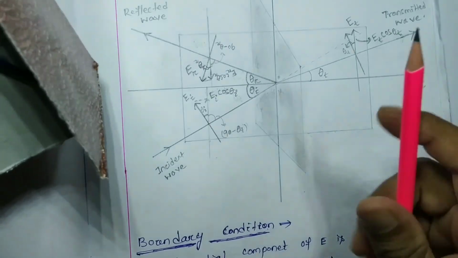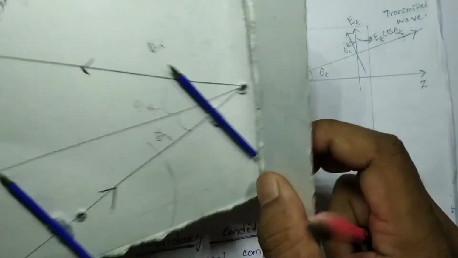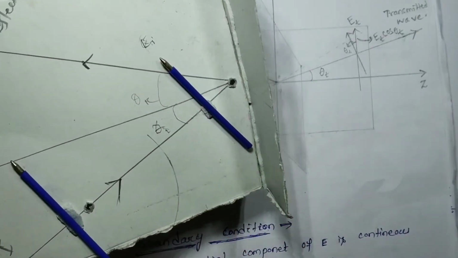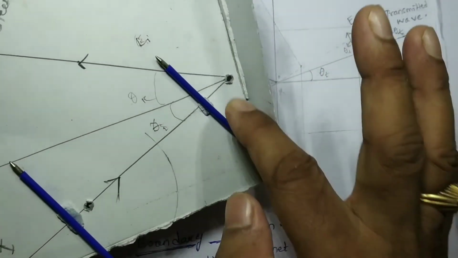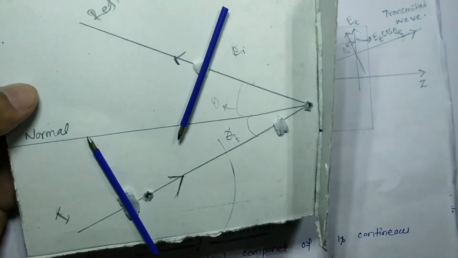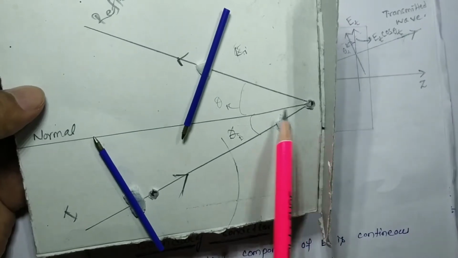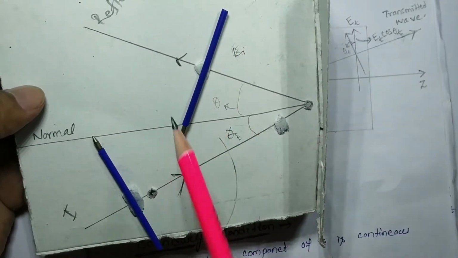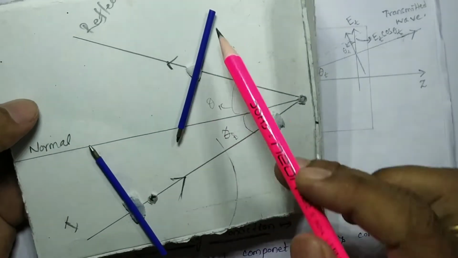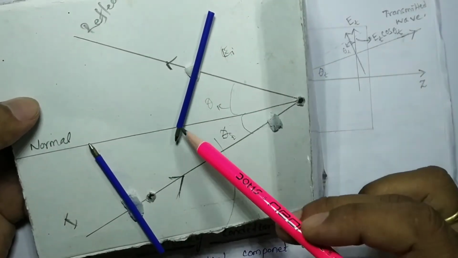You just watch. One thing I want to share: when this electric field intensity is reflected in this way, the reflected component will be like this. This is your pointer side, and when it is reflected, it will just reverse its pointer side to this side.